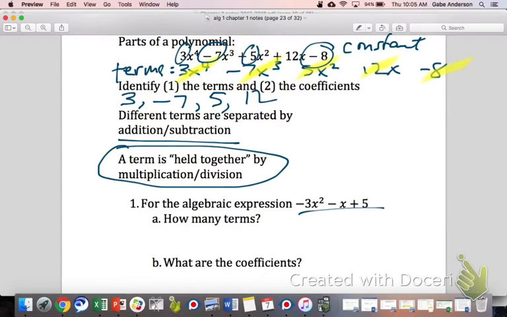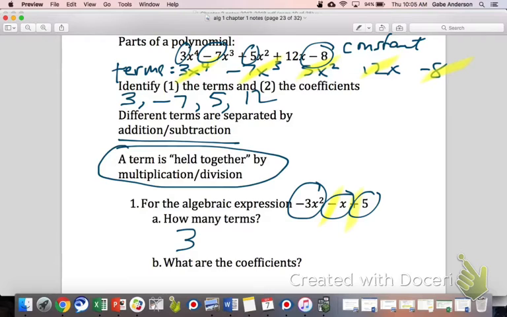Anybody have a different answer besides 3 or 2? No, I was going to say 3. You're going to say 3? So anybody have something other than 3 or 2? So let's remember that different terms are separated by subtraction and addition. That's like the fence between the terms: subtraction or addition. So what I see is a subtraction and an addition right there. I see 3 terms actually. Do you see them also? The first term is negative 3x squared. The next term is negative x. The last term is positive 5. So there are actually 3 terms.